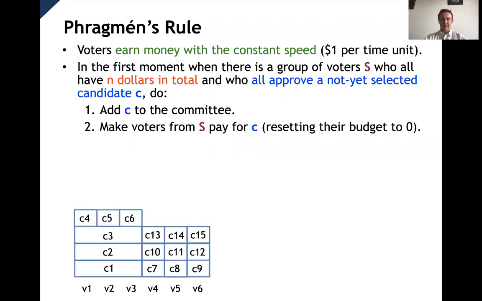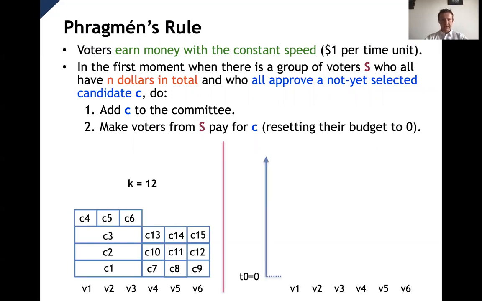So let's look at how this rule behaves on this example. Here, the number of committee members to be elected equals 12, and the rule starts at time equals 0. At this time, no voter has any money. In time 2, the first 3 voters, each of them earns $2. So in total, they have $6. This is enough to buy a candidate that they approve of. So the rule selects one of these candidates, for instance, C1, makes those voters pay for them, and resumes.